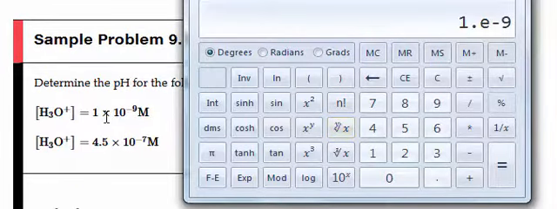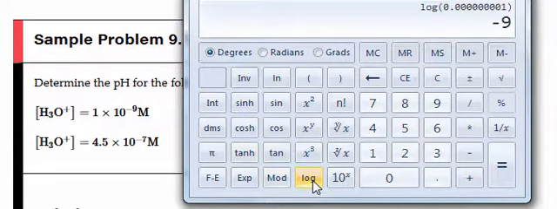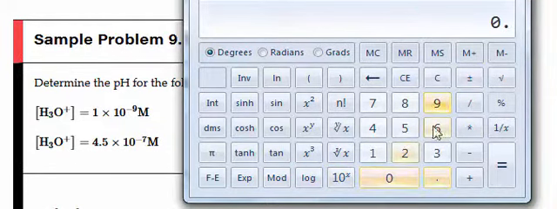So if we look at our first concentration, I really don't even need a calculator because this is a multiple of 10, 1 times 10 to the minus 9, and so the pH is going to be 9. But if I look at my calculator, I take the log of 1 times 10 to the minus 9, I take the negative of that, and I get 9. And since I have one significant figure, I would express my answer as 9.0.